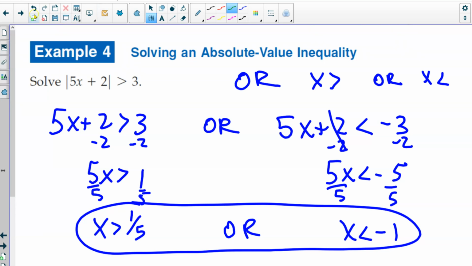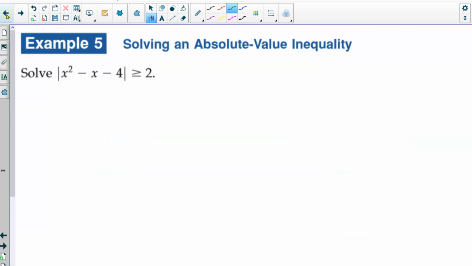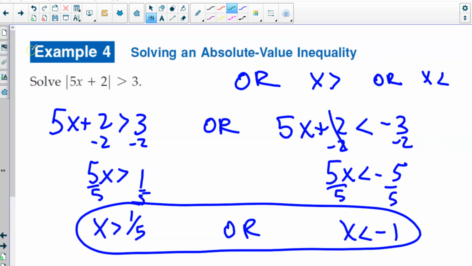Okay, I had one more example to show you, but I'm going to stop right there. We're going to call it good with this last example and let you practice those in the assignment.